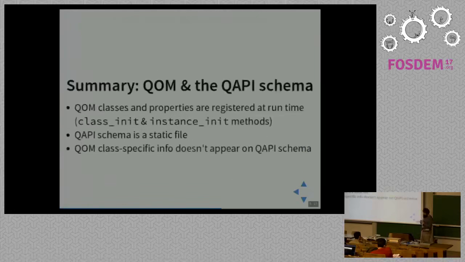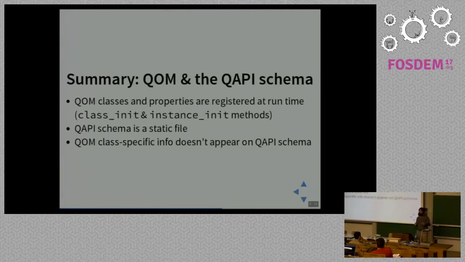There's a pattern here that can be summarized: when you're using QOM, you normally have trouble when using something QAPI-based, because QOM classes and properties are registered at runtime, especially QOM properties. They are not a static file in the code. They are added at runtime when you're initializing QEMU. But the QAPI schema is a static file. So you simply can't represent any runtime information in the QAPI schema. So that's why we have these issues with QOM being used with QAPI.